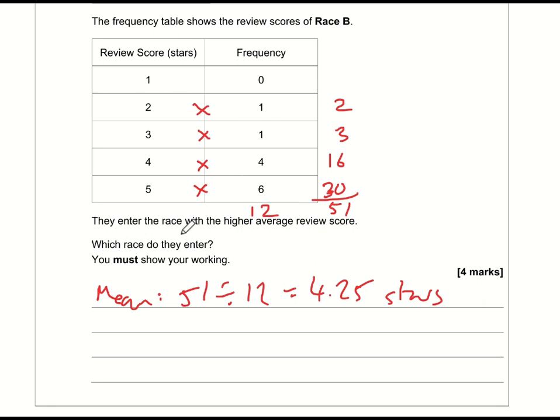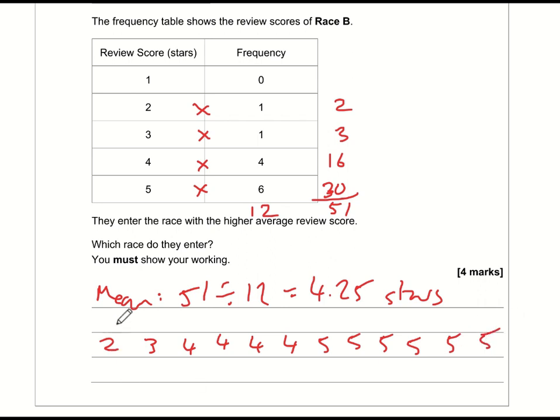Now let's look at the median here. For the median, we need to put them in order. So we've got 1 2-star, 1 3-star, 4 4-stars, and we have 6 5-stars.